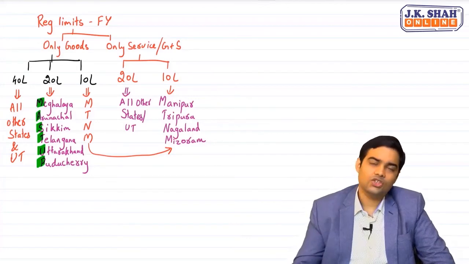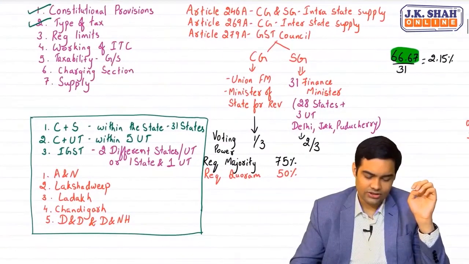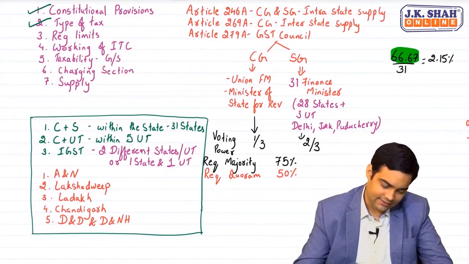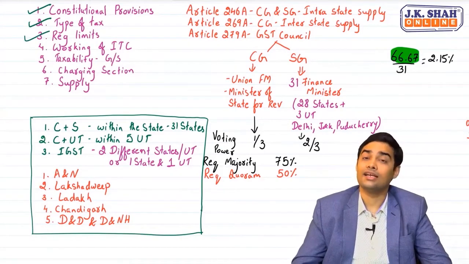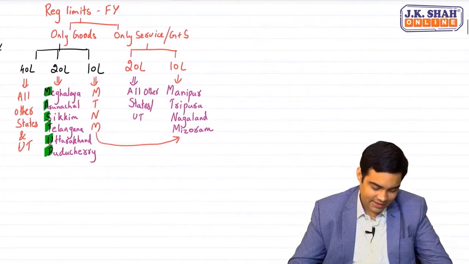Okay. So 3 points. First, constitutional provisions. Second, type of tax. And the third one was registration limit. Now we would be moving towards working of input tax credit. Careful. Have a look at it carefully.